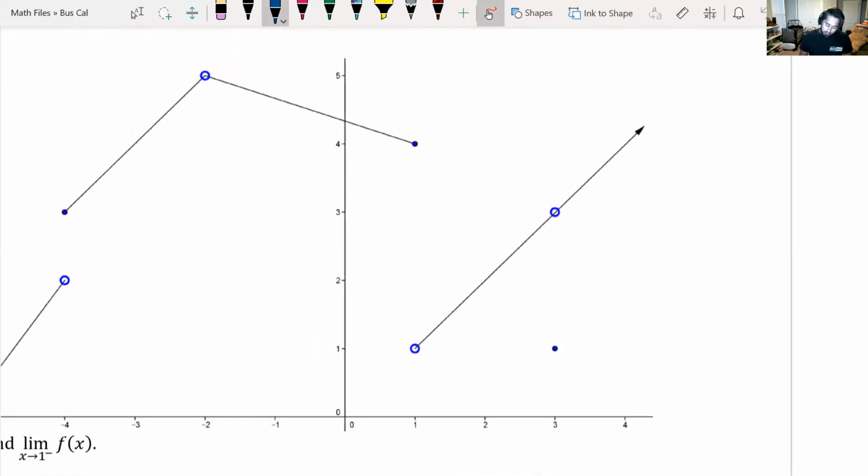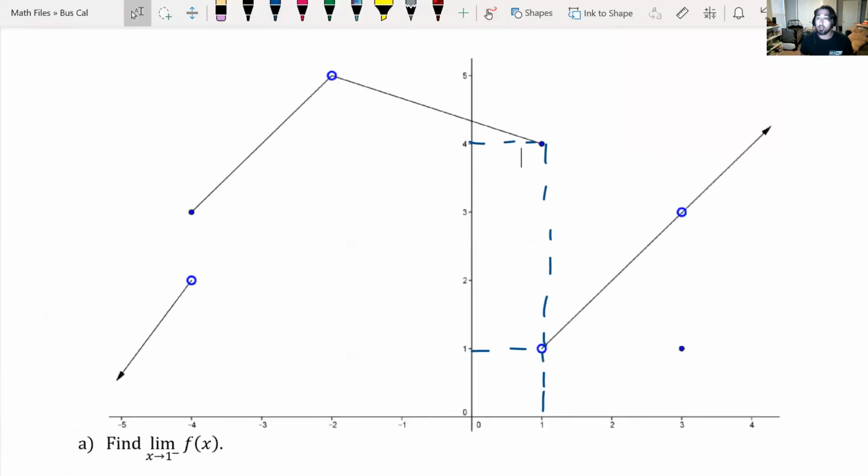So at 1, or when x is 1, to be more appropriate, we see that we have 2 different y values. Okay, so the very first question says, what is the limit as x approaches 1 from the left? What is the limit as x approaches 1 from the left?